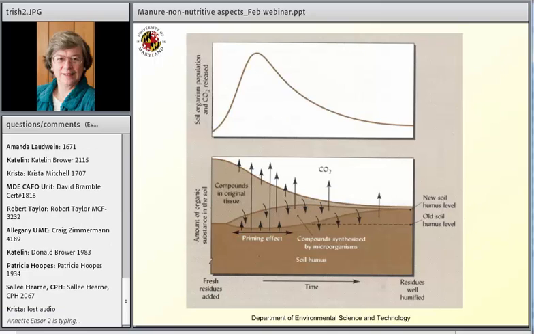So let's review this diagram again because I think there's a lot in it we can learn about. Okay, well, let's look at the top diagram first. This is the graph that shows both the carbon dioxide evolution and essentially the number of organisms that exist after you apply a fresh residue to a soil.